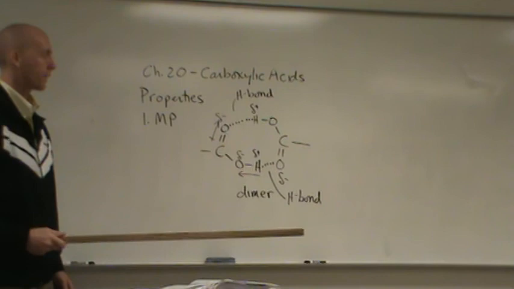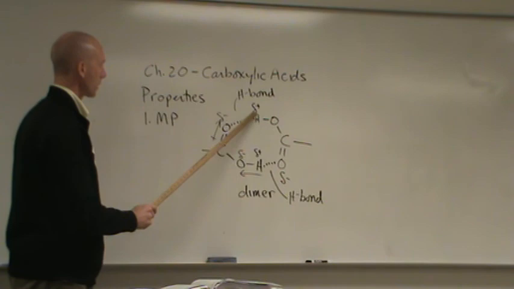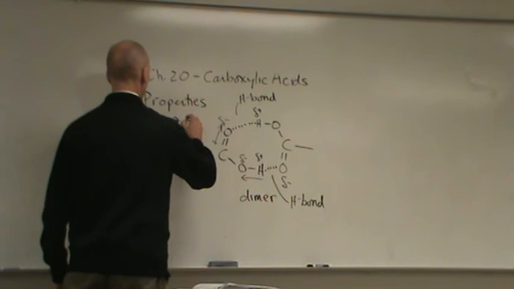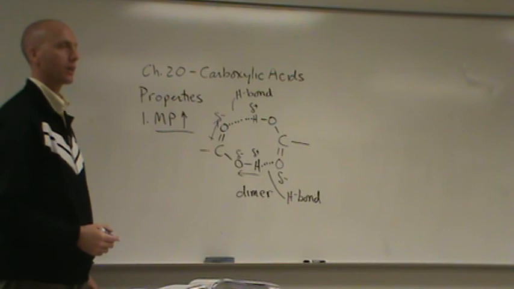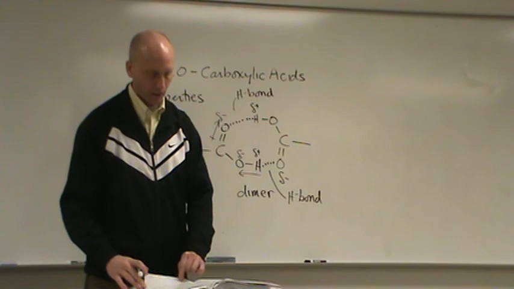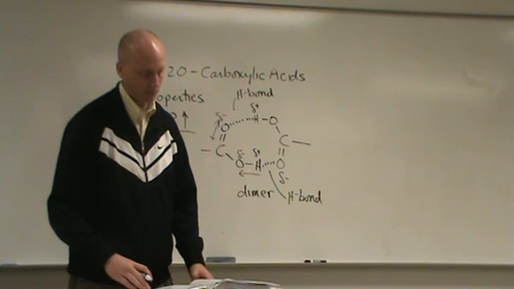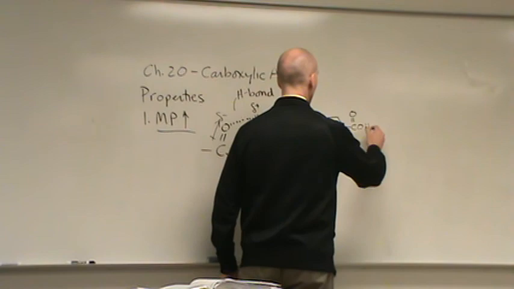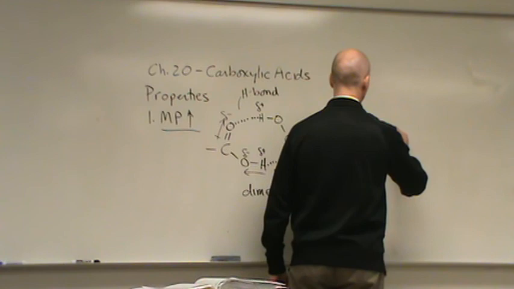Okay? So if a carboxylic acid wanted to melt, it would have to do what? It would have to break both hydrogen bonds. So what's that going to do to the melting point? It's going to make it very high. Okay? So carboxylic acids tend to have fairly high melting points because you're going to break both hydrogen bonds. Okay? So, just to give you an example of one, if you looked at benzoic acid, it has a melting point of about 122.